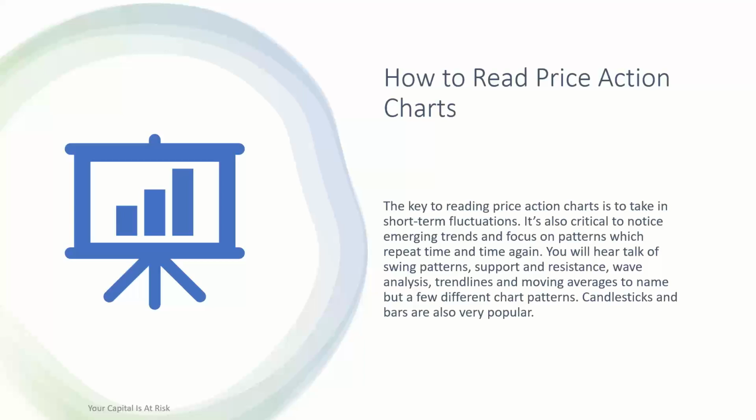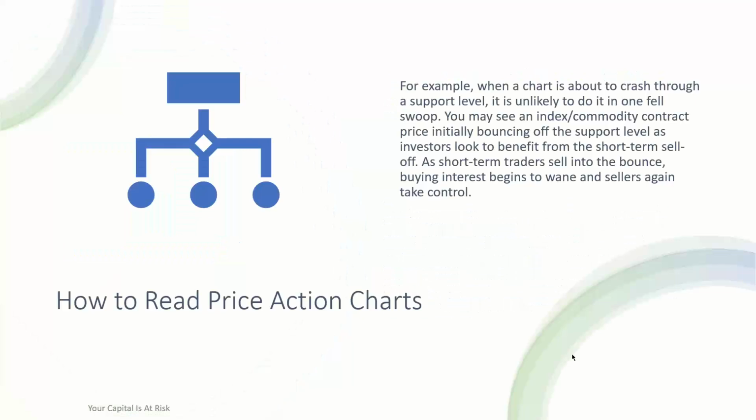So we use things like trend lines, moving averages, support and resistance, and candlesticks. For example, when a chart is about to crash through a support level, it is likely to do it in one fell swoop, or it's unlikely. Excuse me. Price has a tendency to stop at certain areas.